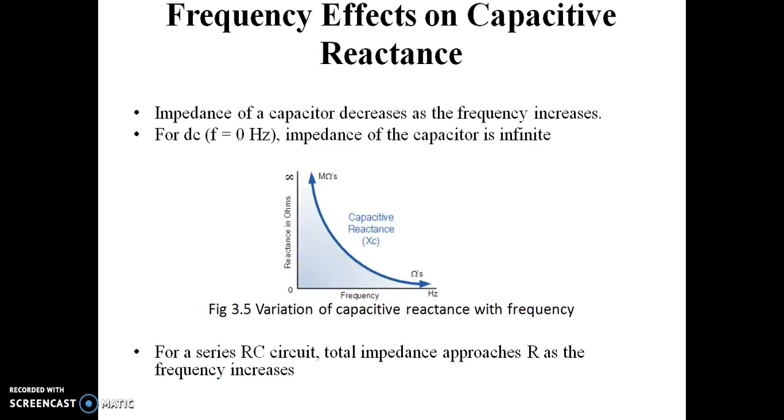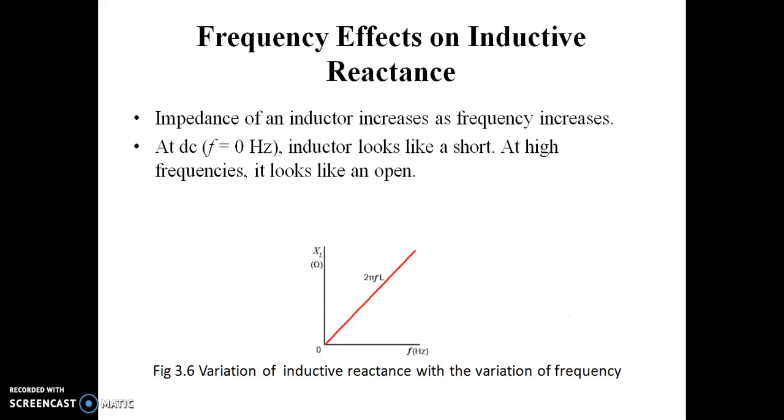Frequency effects on capacitive reactance. As seen from the previous slide, capacitive reactance can be given by Xc is equal to 1 by omega C. So the impedance of a capacitor decreases as the frequency increases. For frequency f equal to 0, omega will be 0, so the impedance of the capacitor will be infinite. And for a series RC circuit, total impedance approaches R as the frequency increases.